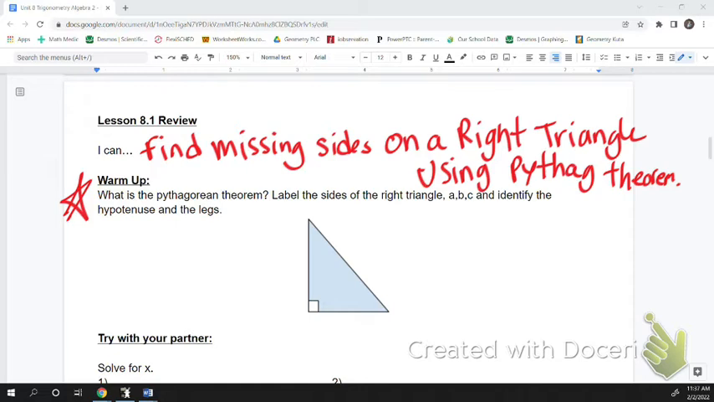I want you to turn and talk to somebody near you. What's the Pythag theorem? What's the equation? What's the hypotenuse? What are the legs? What's A, B, and C? Ready, set, go. Can anyone help us out by starting to label these things? What can I label on the triangle?